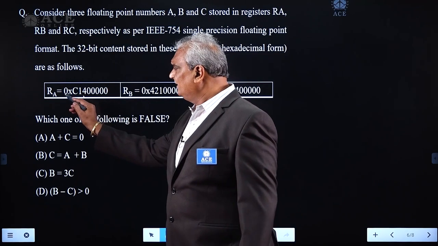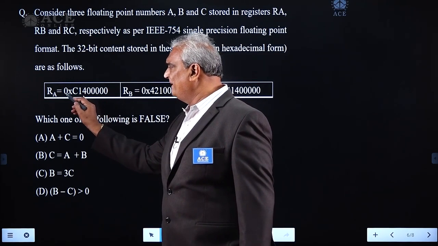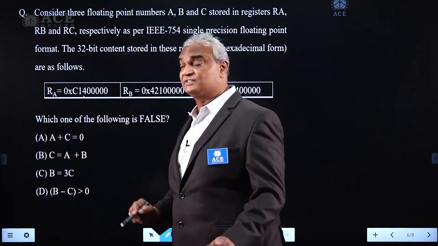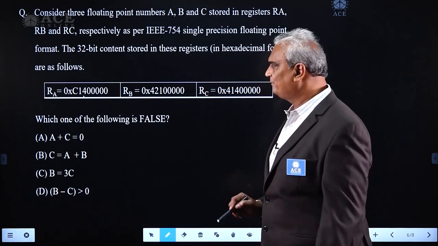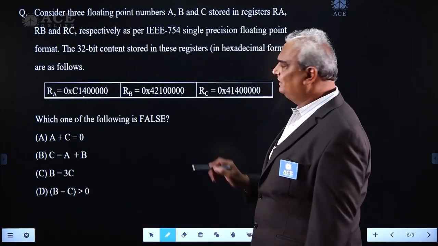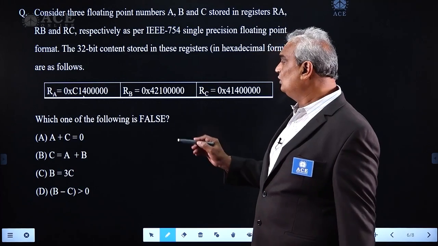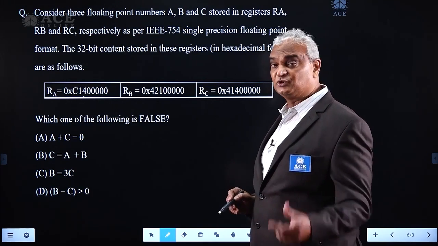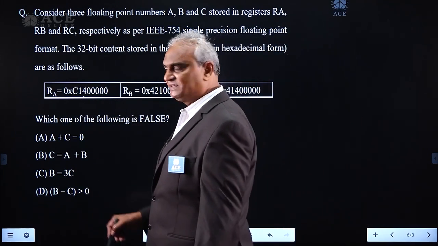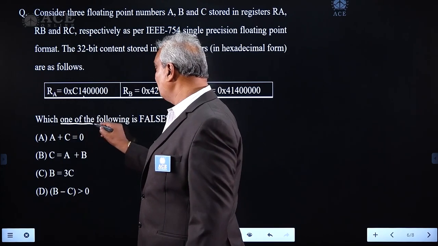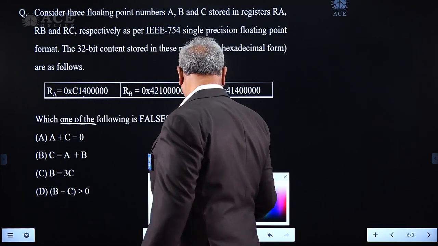Here, before data he mentioned 0x, means the data belongs to hexadecimal. RA, RB, RC register contents are given. Which one of the following is false? He asked the false one in these four options. That's why it is MCQ question.